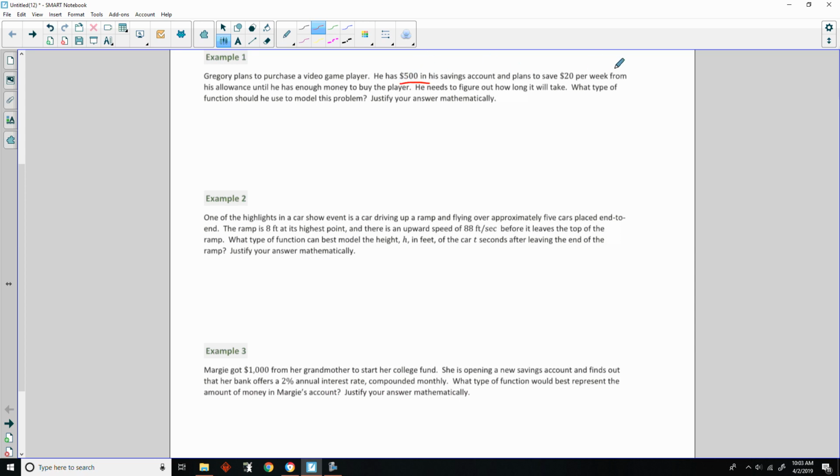So this is our constant, and this is our rate of change, $20 per week from his allowance until he has enough money to buy the player. Wow, he gets more than $20 per week for his allowance. Must be nice. He needs to figure out how long it will take. What type of function should he use to model this problem?